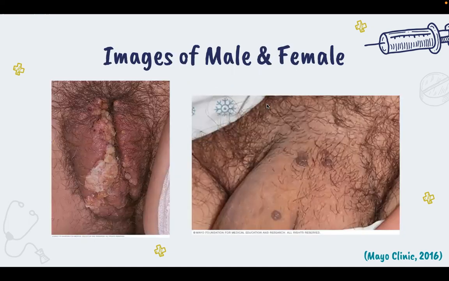On the left is an image of genital warts on a female, and on the right is an example on the male genitals.